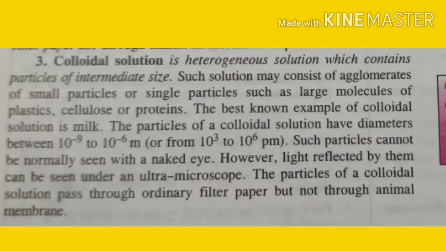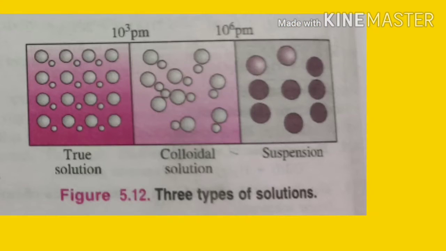So colloidal solution is a heterogeneous solution in which the size of the colloidal particle is from 1 nanometer to 100 nanometer, that you can see in the figure also. There is the true solution, then the colloidal solution, that is heterogeneous. In the true solution, the particles are dispersed, and in colloidal solution, they are also suspended. They will not settle down. And in the suspension, the particle size is biggest, and when you leave the solution, they will settle down.